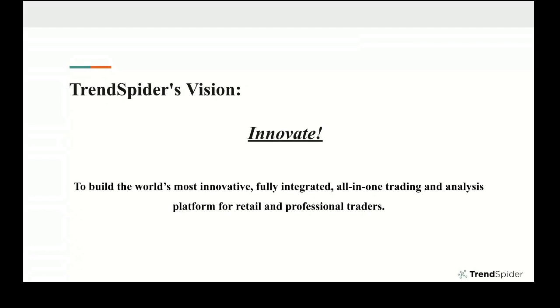We do want to become the most integrated, all-in-one trading and analysis platform once we get brokerage integration in at some point next year. And we're really for both retail and professional traders.